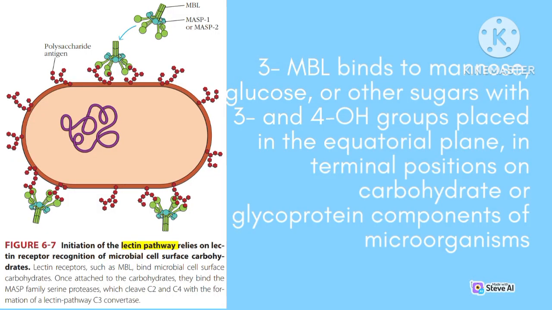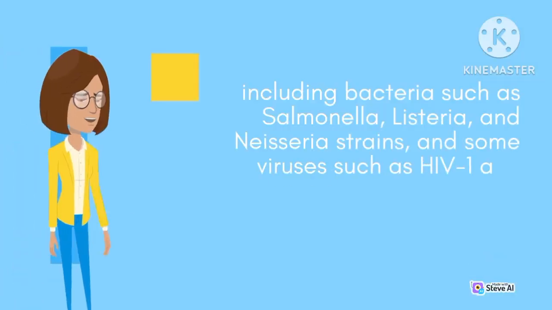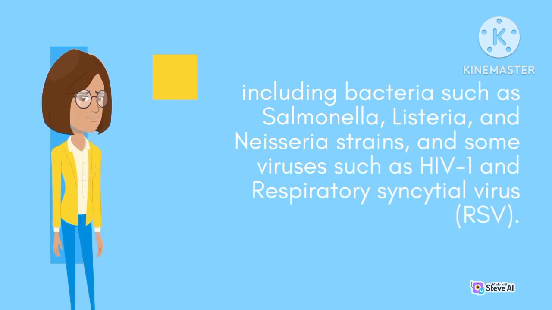3. MBL binds to mannose, glucose, or other sugars with 3 and 4 OH groups placed in the equatorial plane, in terminal positions on carbohydrate or glycoprotein components of microorganisms, including bacteria such as Salmonella, Listeria, and Neisseria strains, and some viruses such as HIV-1 and respiratory syncytial virus, RSV.